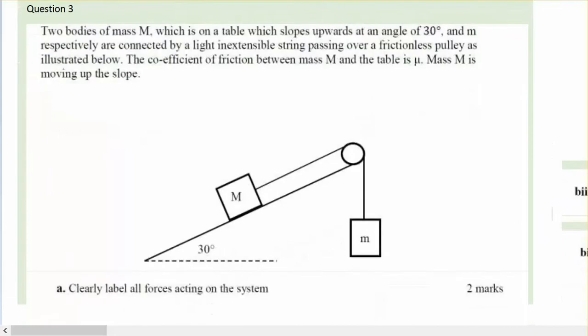This is for question number 3. Two bodies: M, which is on a table that slopes upwards at an angle of 30 degrees, and m, which is connected to M by a light inextensible string over a frictionless pulley. The coefficient of friction between the mass and the table is mu. Mass M is moving up the slope, so that's the direction.